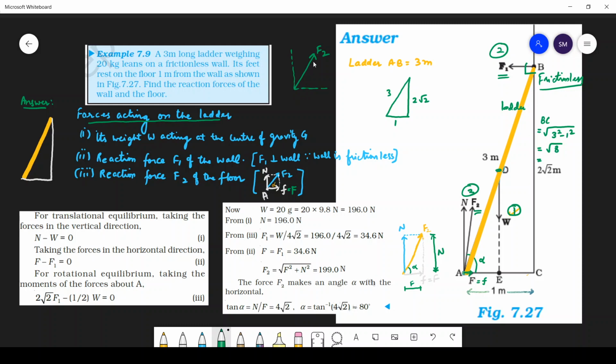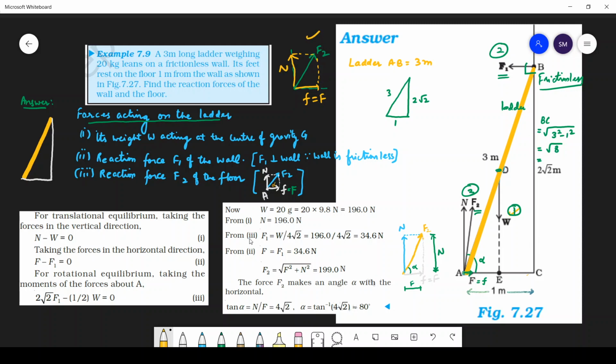This component, its x component, is your frictional force, which is preventing the ladder from falling. We take it as the frictional force, capital F, and the vertical component of F2 we take as N. Students, this is the only thing that you need to understand.